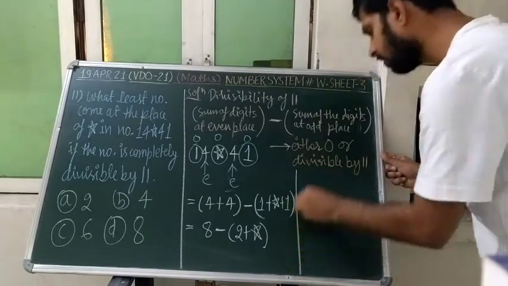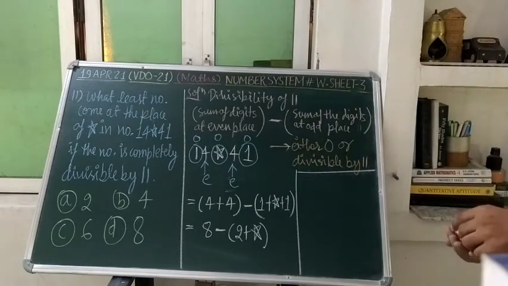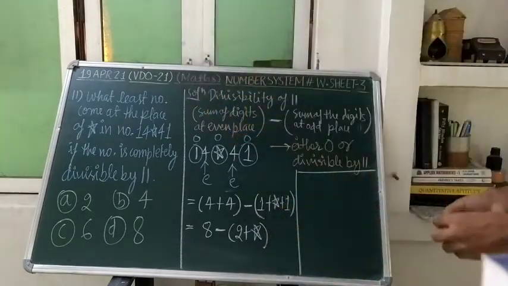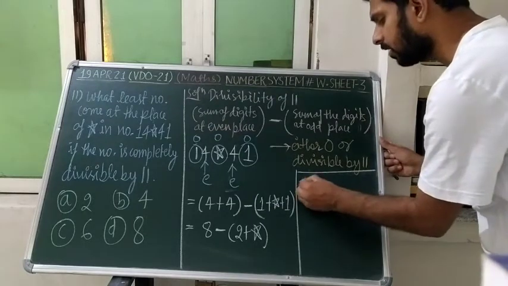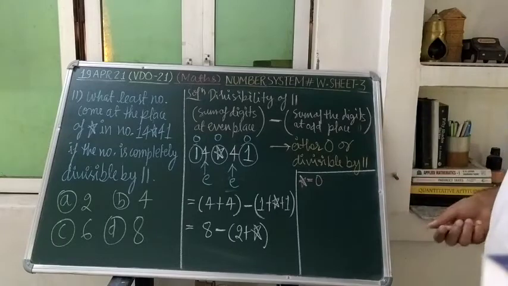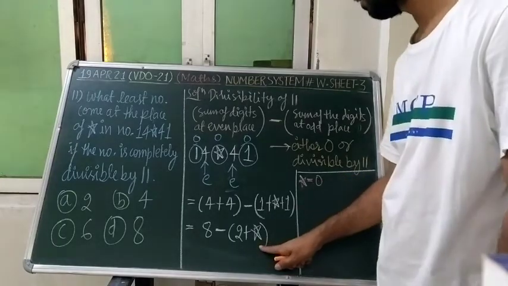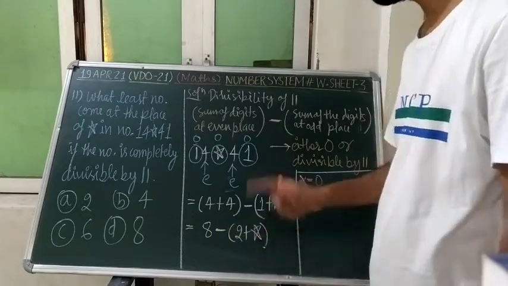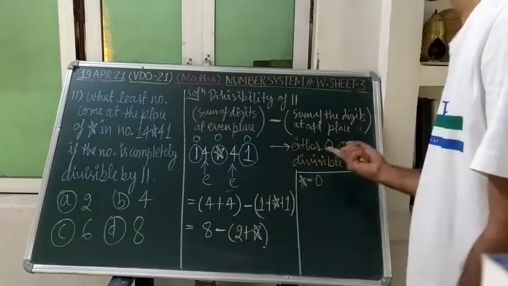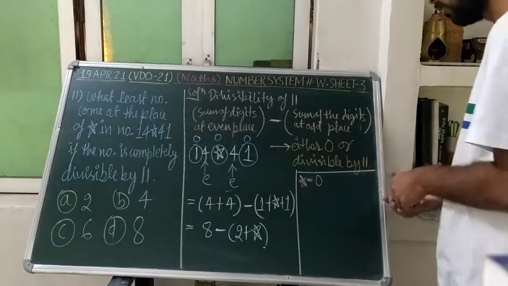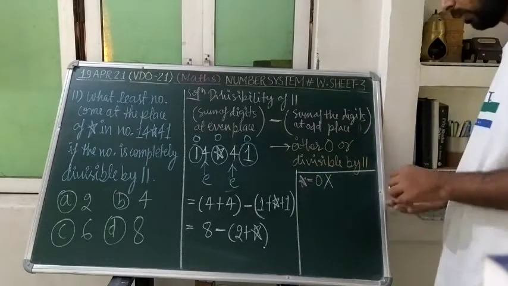Okay. Next task is to select the values of star. We shall start from 0. If star is 0, put 0 here. So 2 plus 0, 2 will come. 8 minus 2, 6. 6 is neither equal to 0 nor divisible by 11. So we can't choose that 0.